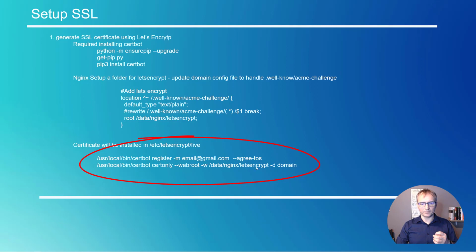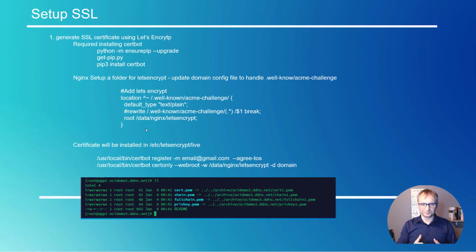Certbot will create the files in that location, will send the request to the server, and the server will try to retrieve and validate that you are the owner of this. That's why it is important to have this in your Nginx configuration file, so that when the request comes, it will land in the respective folder. Okay. Once this is done, now we will have the certificate in the file system.